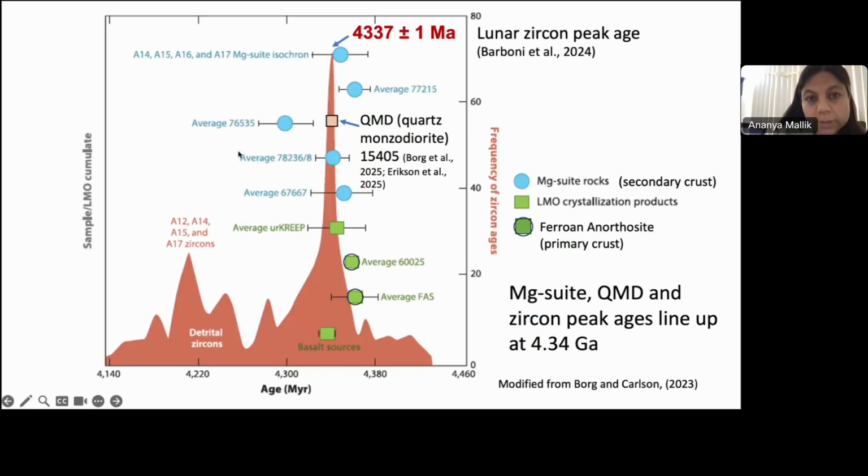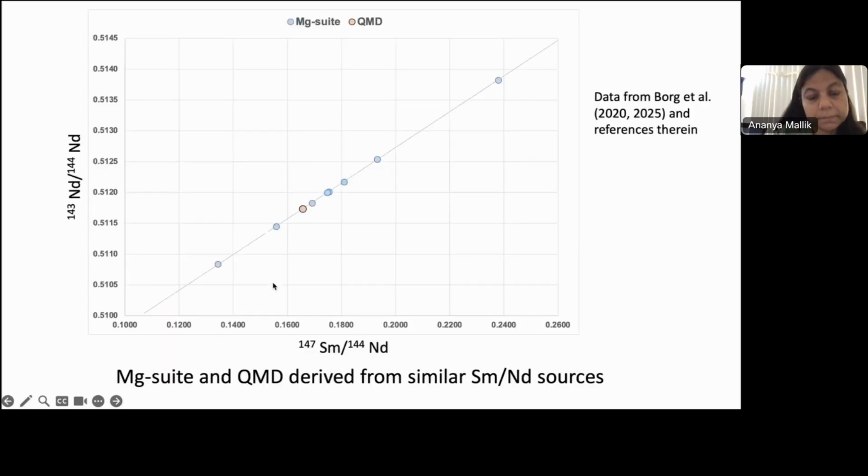And also, very importantly, what we see is that these Mg suites, that QMD class, and this peak in detrital zircons, they all kind of line up at around 4.34 billion years ago, which is a very interesting observation just from this figure, as you can see.